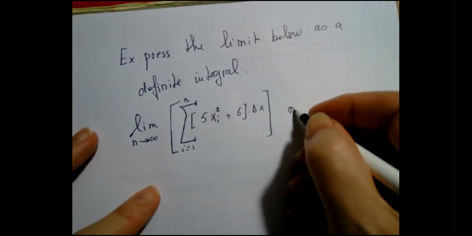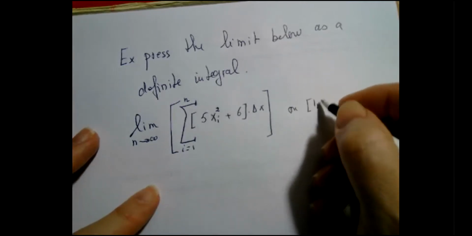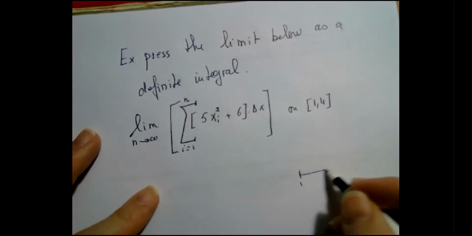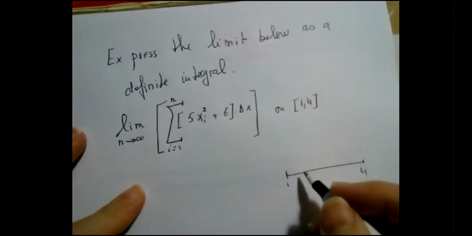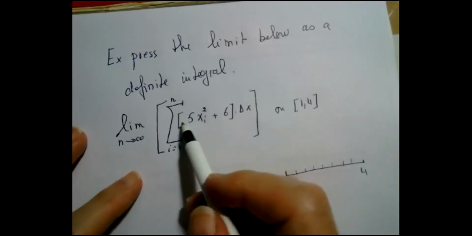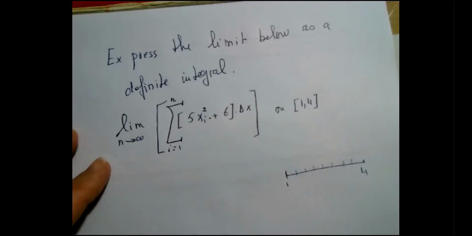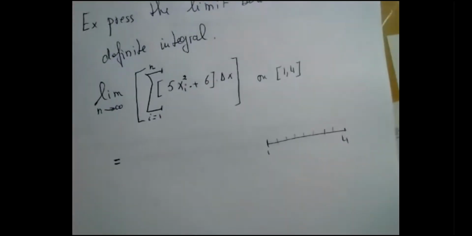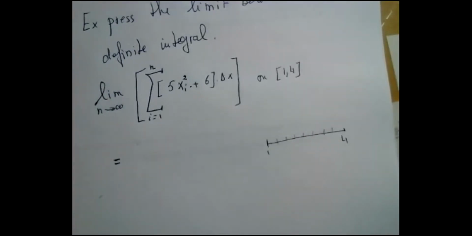And on the interval [1, 4], meaning that I'm taking the interval [1, 4] and subdividing it into pieces, and I'm computing the limit of this sum. I want you to write this as a definite integral. So I want you to see the analogy between this sum and a definite integral. Which integral am I really talking about here?